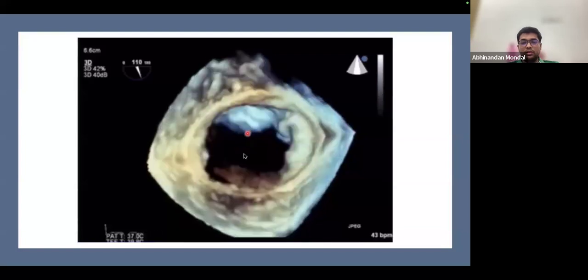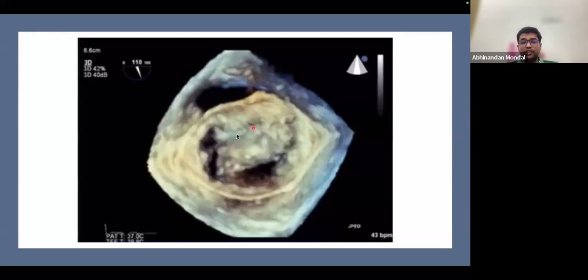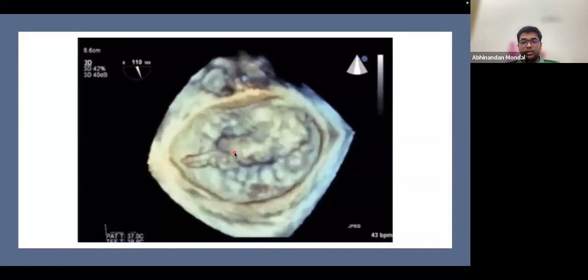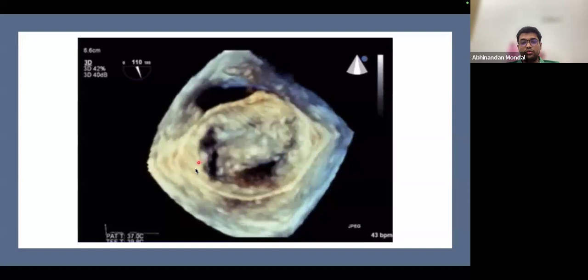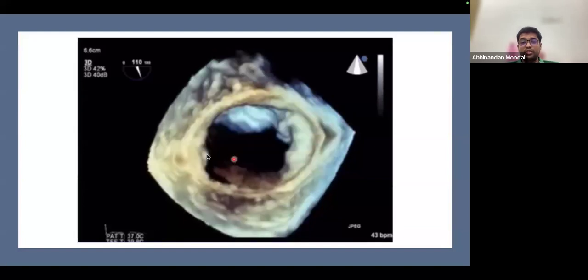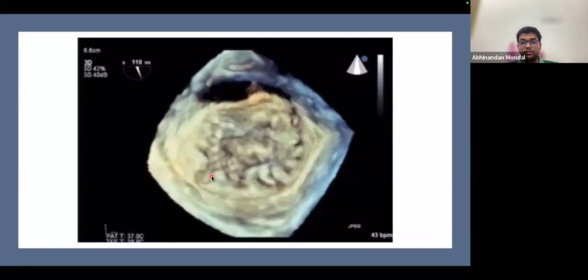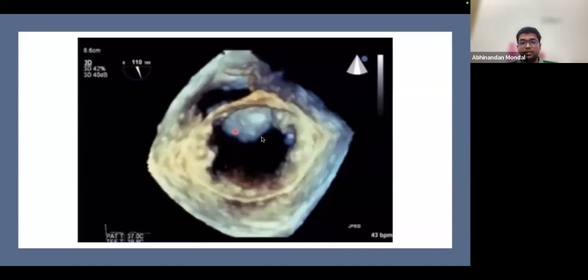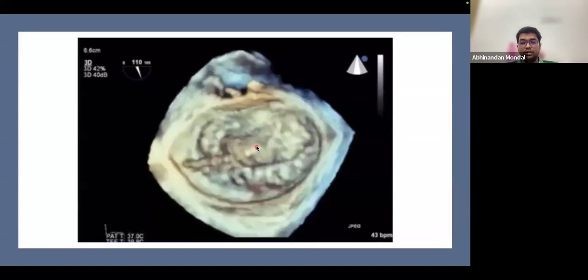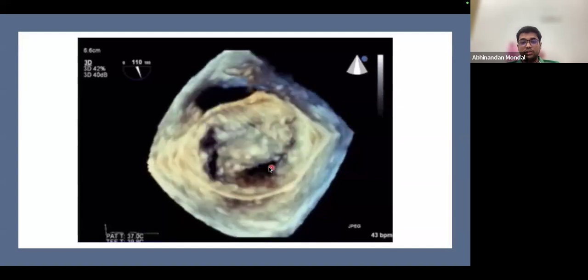This is a myxomatous degeneration of your anterior mitral leaflet, and also this flail chordae that was not evident in your 2D examination. It covers your A2 segment and A3 segment. Sorry, A1 segment.